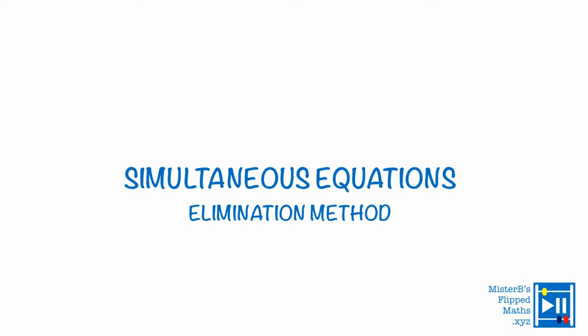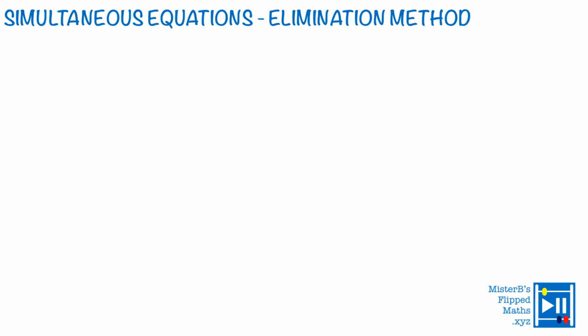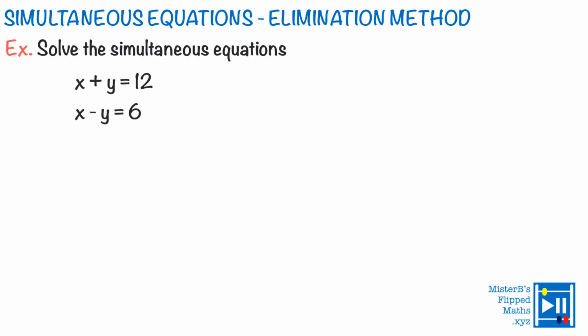Hi, in this video we're going to learn the elimination method to solve simultaneous equations. Let's look at this example now. Remember, I need two equations to find the values of two unknowns. If I have only one equation with two unknowns, I won't be able to find the value of each unknown. I can make predictions, but I won't be able to know which of these predictions are correct.